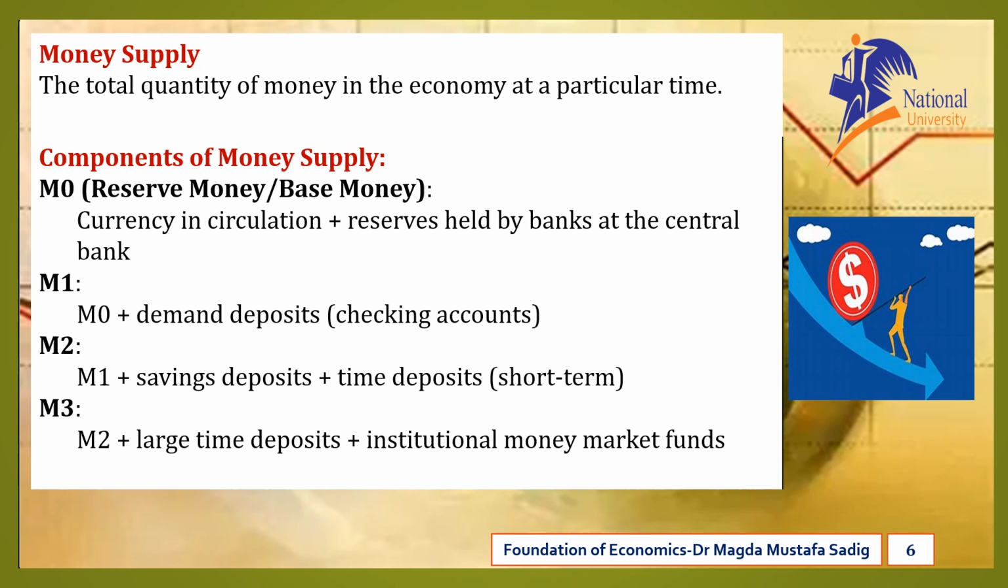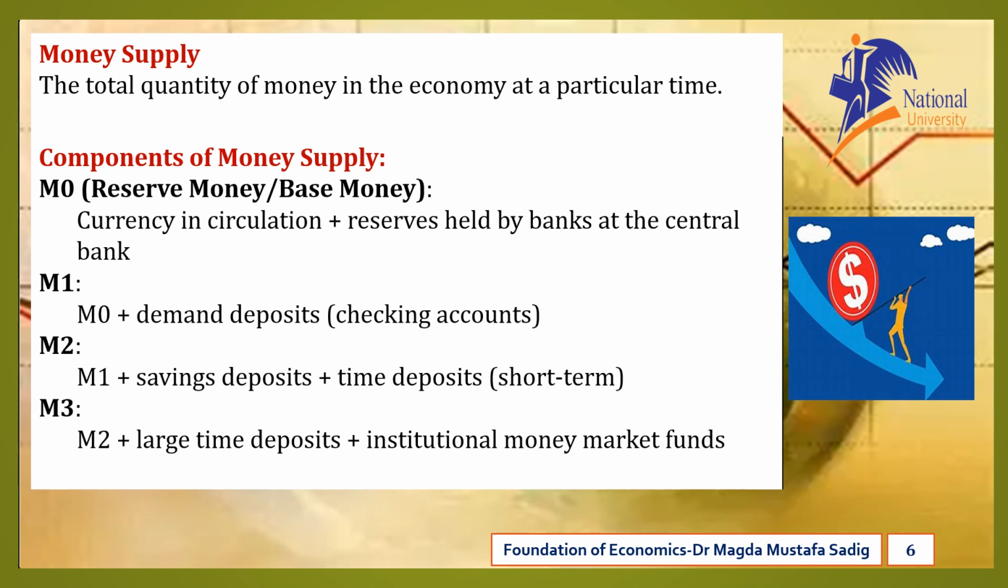M2 is a broader measure of the money supply. It includes everything in M1 plus savings deposits plus time deposits. And the time deposits are short time deposits, like 3 or 6 months fixed deposits. So this money isn't always spent right away, but it can be converted into cash relatively easily.